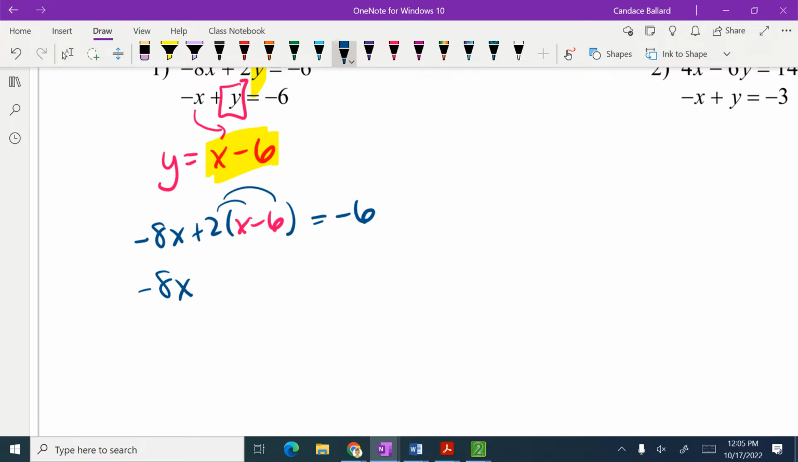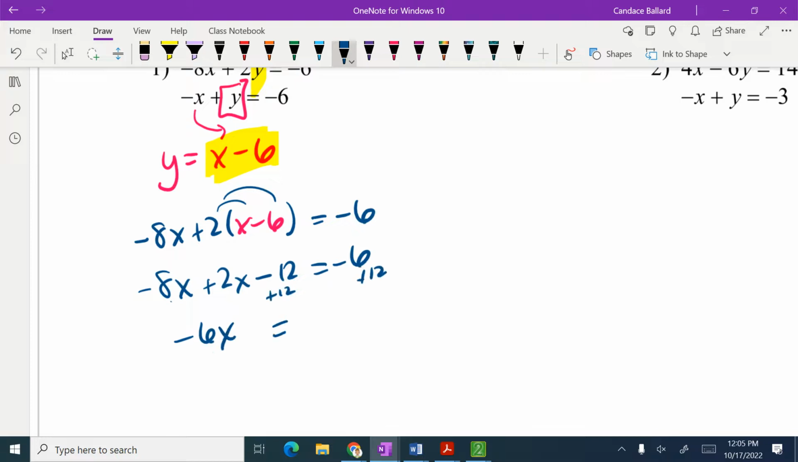So negative 8x plus 2x. What's 2 times negative 6? Negative 12 equals negative 6. All right. We're not done yet. We haven't solved for x and y. All right. What's negative 8 and positive 2? Negative 6x. At the same time, I'm going to move that 12 over.